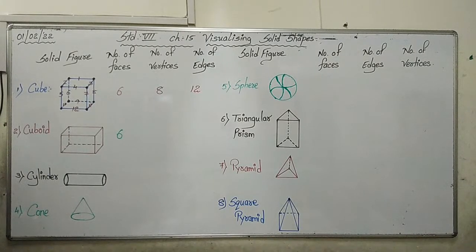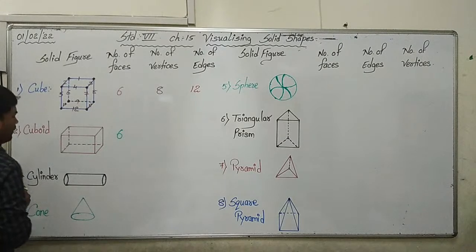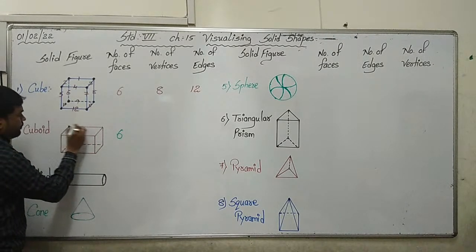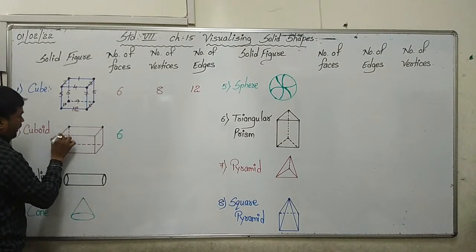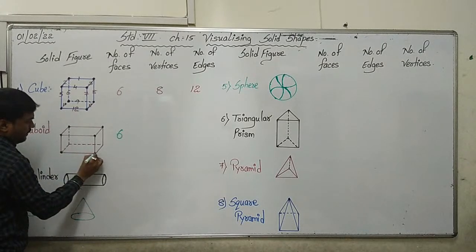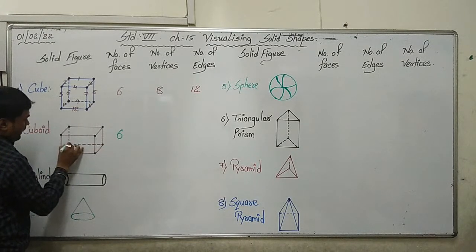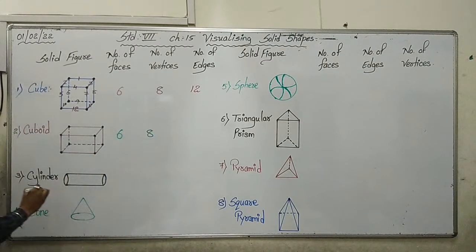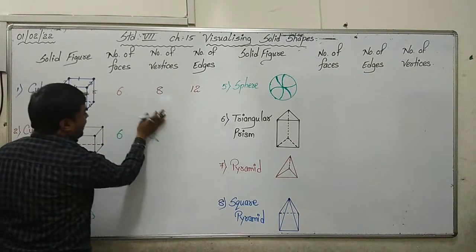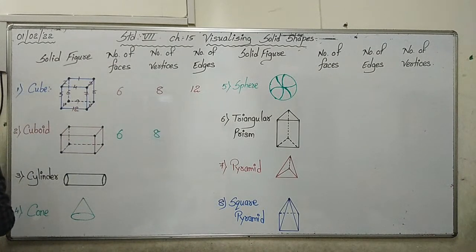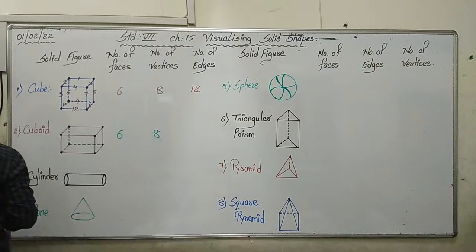Now let's talk about vertices. Vertices means the corners, right? The line segment meeting point. 1, 2, 3, 4, 5, 6, 7, and 8. So total how many vertices are there? We can say there are 8 vertices for a cuboid.